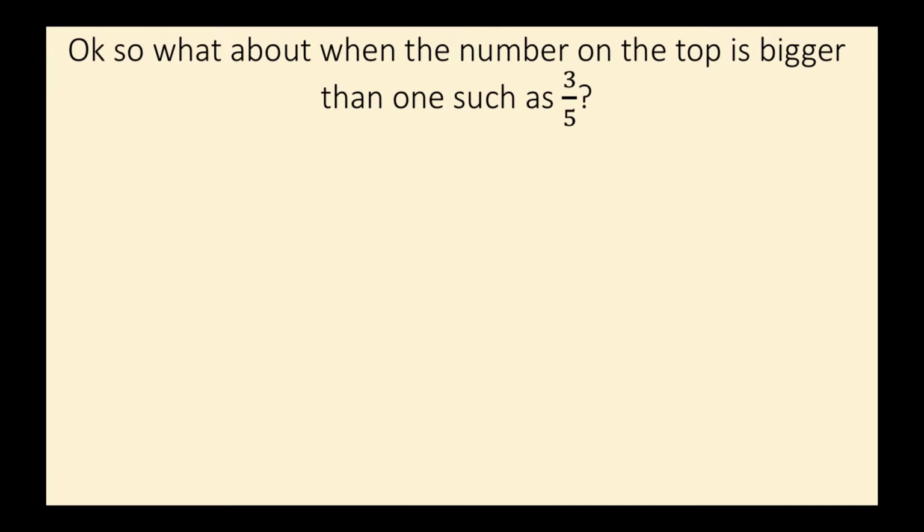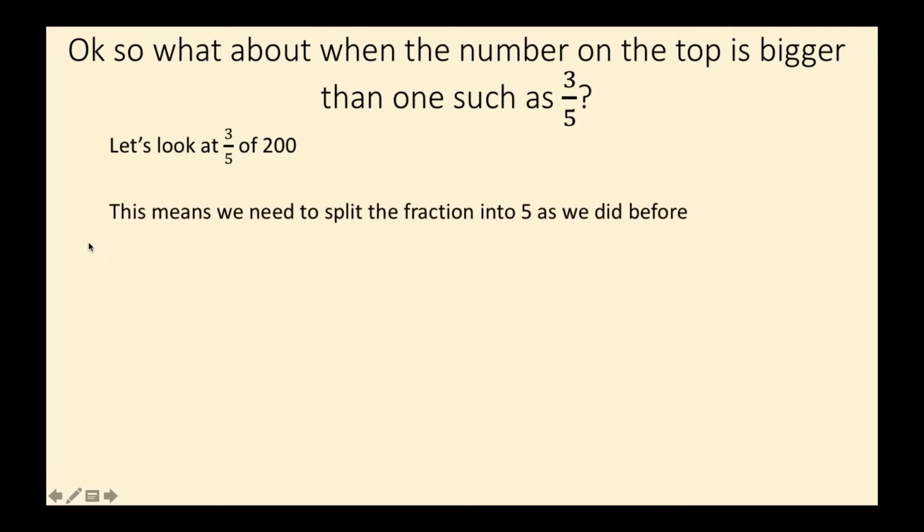Okay, so what about when the number on the top is bigger than 1? On the others that we just did, they're all 1/7, 1/5, 1/4, but here we have 3/5. So let's have a look at 3/5 of 200. We still need to divide by the bottom number as we have already been doing. So we still need to divide by 5.